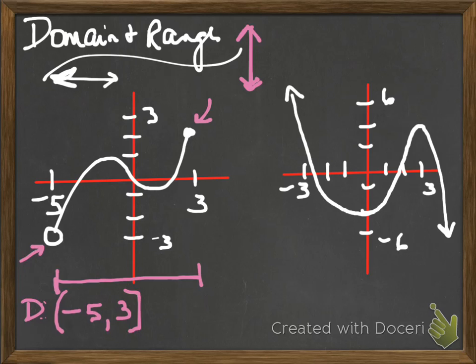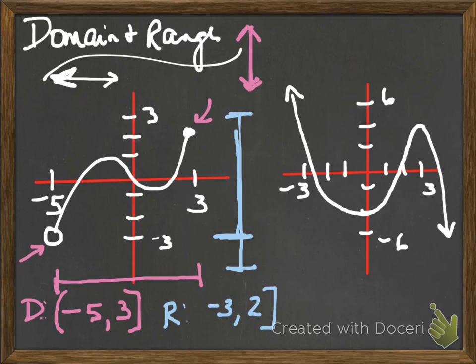Now what about the range? Well, the range, again, we're looking vertically. So we're looking this way now, trying to see, hey, how low, how high is this graph? So it looks like the lowest y value that we see, right about here, is negative 3. And that goes all the way up until we get to about 2. And again, open circle at negative 3 on the y axis, and it makes its way up to 2, and it's including 2. So very similar parentheses and bracket notation there.